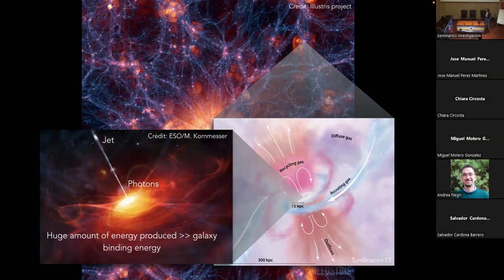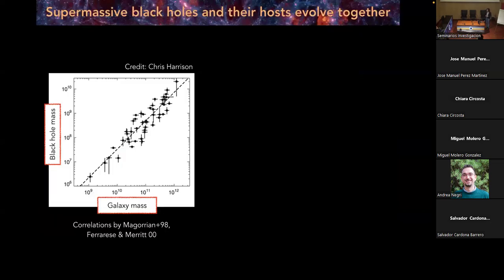And so if we consider that even a small amount of this energy could couple to the interstellar medium in the galaxy, we may expect some effects of the AGN on the further evolution of the galaxy. And now if we take a step back and look at the galaxy population as a whole, we realize that there is some indirect evidence towards the connection between supermassive black holes and their host galaxies.